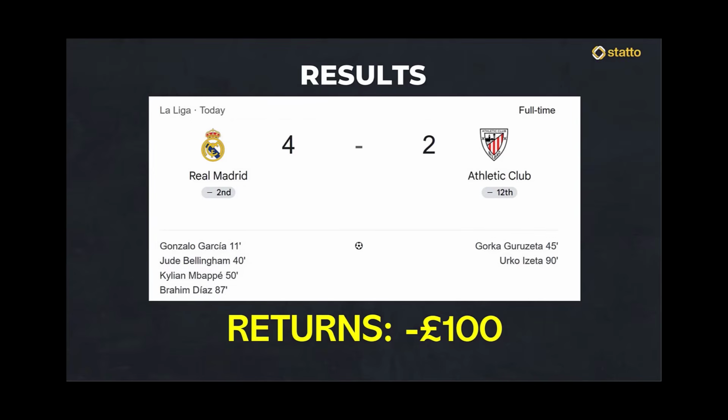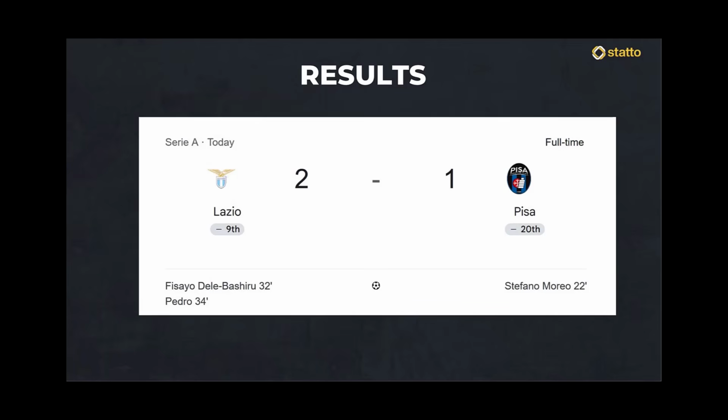And the first one was Real Madrid 4, Athletic Club 2. So this was a loser, and at first it looks like it wasn't very close. However, this match was 3-1, which was one of our scores, until the 87th minute. Then 2 goals ruined the bet for us, ruined our anchor bet. So that was a loser, and we lose £100 on that.